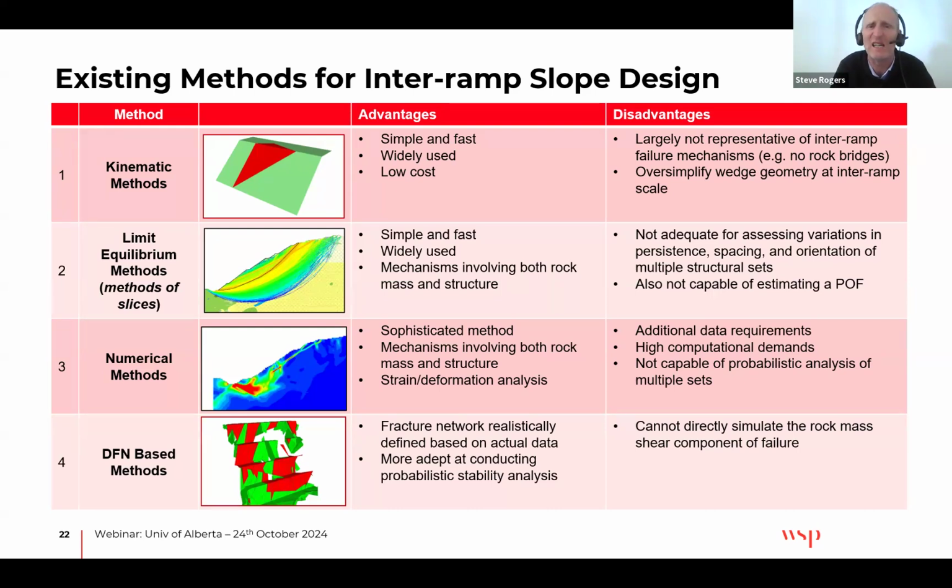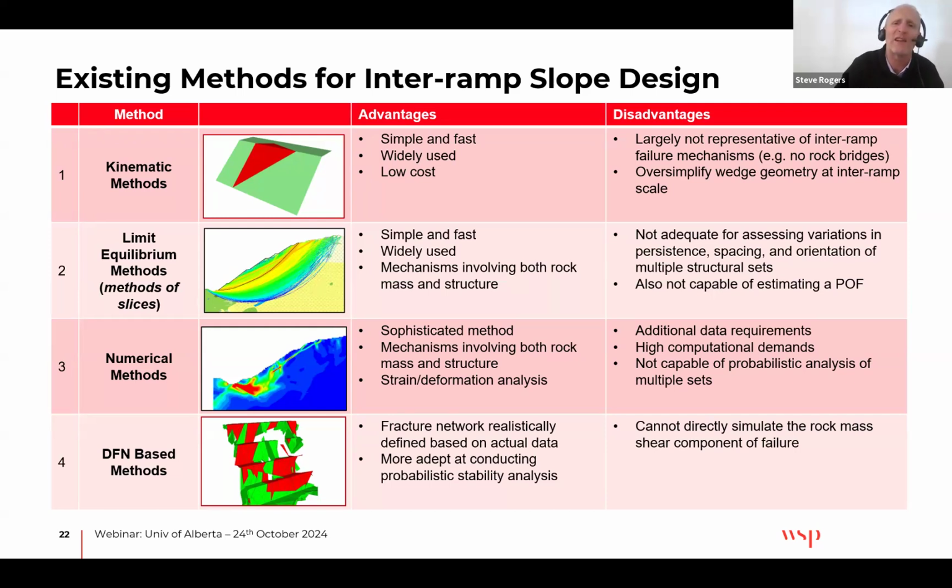Kinematics is really simple, but there's no rock mass component within it. It's oversimplified, and it's really what I call possibilistic. It's not probabilistic. It's just what is possible. Limit equilibrium methods are great, but particularly when you're looking at strongly structured rock masses, they don't capture that very well, and they don't estimate a probability of failure so well. Numerical methods are brilliant, really great, sophisticated, and all sorts of mechanisms can be included, but they're incredibly computationally costly. So they just take long.